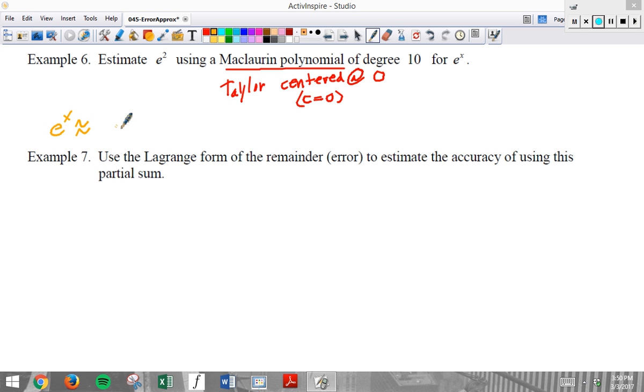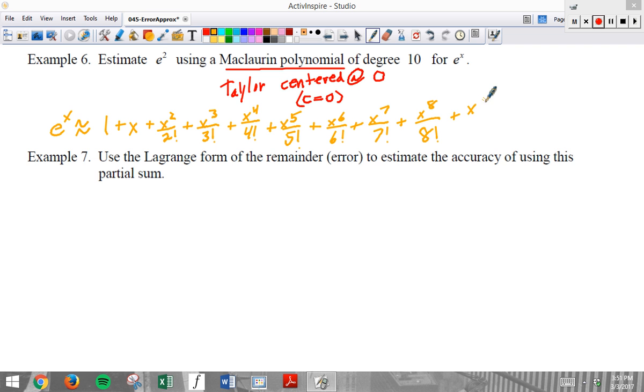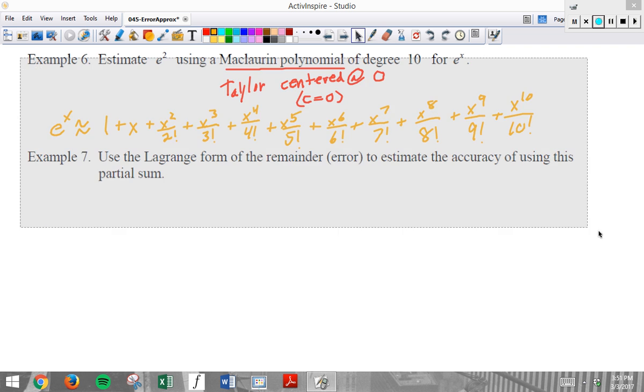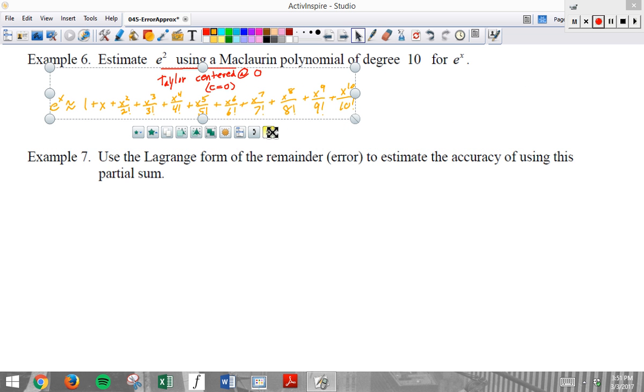So e to the x is approximately 1 plus x. And you should be able to do this pretty quickly. x squared over 2 factorial. x cubed over 3 factorial, 2 factorial is 2, it's okay if you wrote 2 there. x to the 4th over 4 factorial. x to the 5th over 5 factorial. x to the 6th over 6 factorial. x to the 7th over 7 factorial. Degree 10, I'm looking for an exponent of 10. Okay. So that's what e to the x is, approximately. Why approximately? There's no dot dot dot.